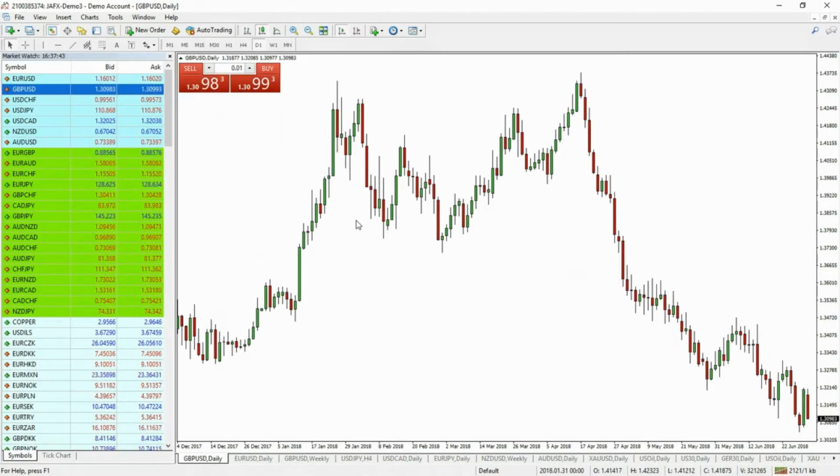So, guys, much more liquidity in these markets, and of course, that's going to affect your price action trading in the short term.